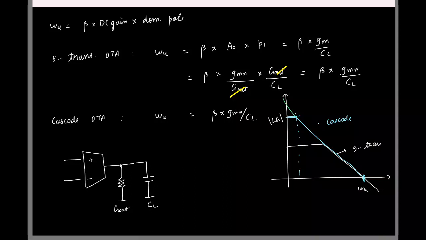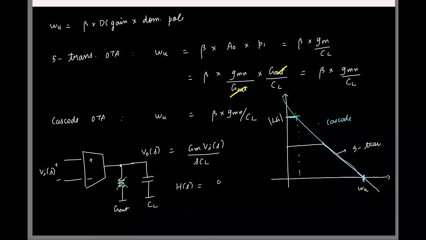So basically you will have something like this. Okay, this is the ideal plot you want, right? So basically ideally you don't want this guy. So if I apply some input Vi of S, what is V out of S? GM into? GM Vi is the current. This current has to flow only to the capacitor, right? So the transfer function is basically some GM by SCL.